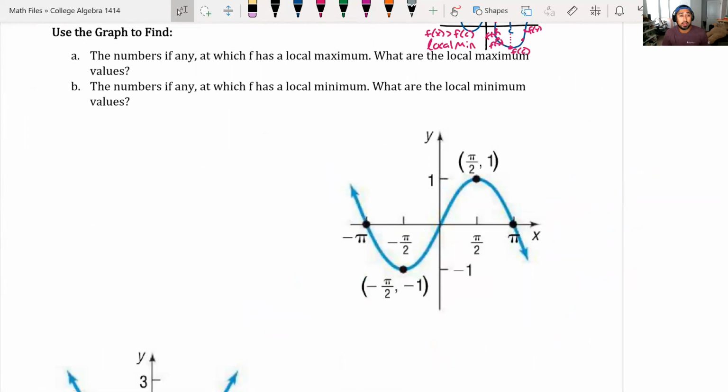So for the next examples, it just says the numbers, if any, at which f has a local maximum, what are the local maximum values? So find the local max, find the local min. Okay.